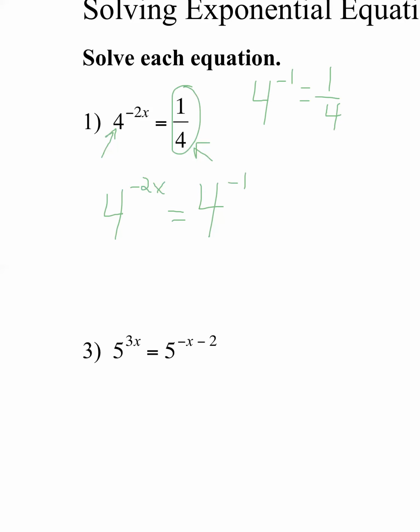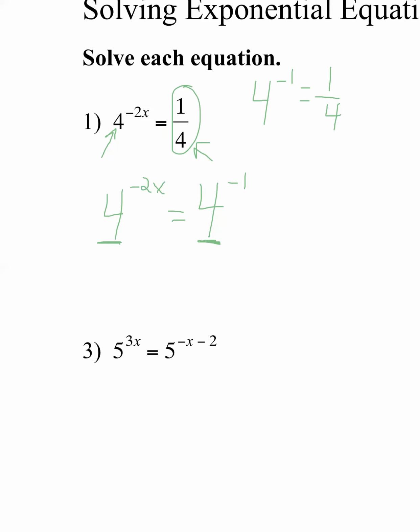Okay, so hopefully that makes sense, right? So I could rewrite 1/4 so that it's just a 4 to an exponent. That's going to be my goal here. I want to get these two bases to match. So if I need to rewrite one side, I'm going to do that so that now you see on both sides I have 4 as my base.